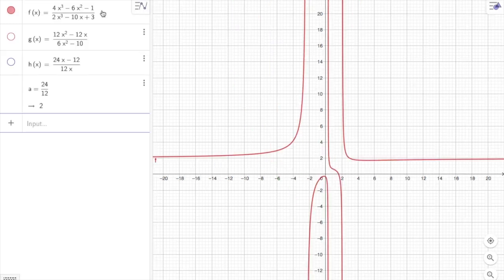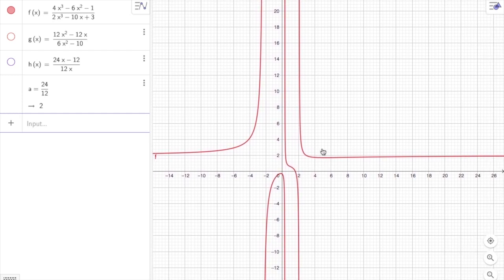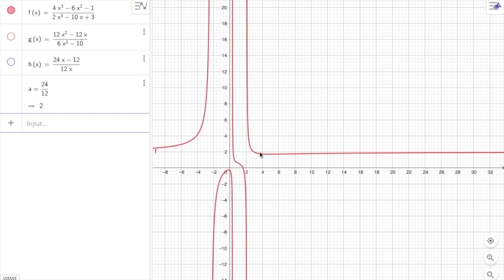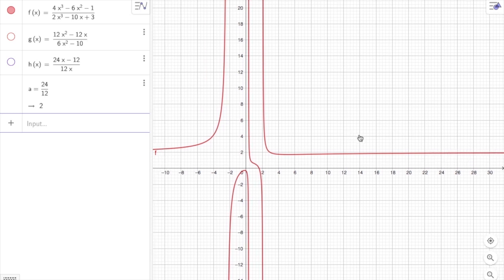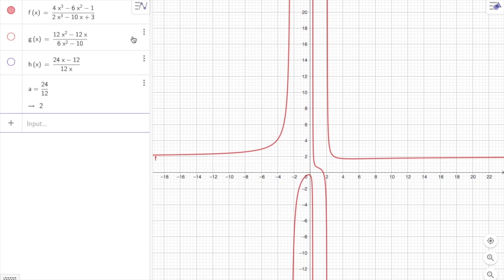So for a second example, I decided to choose the function 4x cubed minus 6x squared minus 1 all over 2x cubed minus 10x plus 3. I decided to see the limit as x approaches infinity. I had already checked that L'Hopital does apply, and I received the form infinity over infinity after I plugged infinity into the x's. Now we can see, just by inspection, that the limit appears to equal 2.